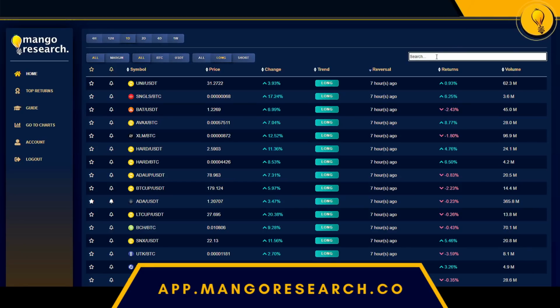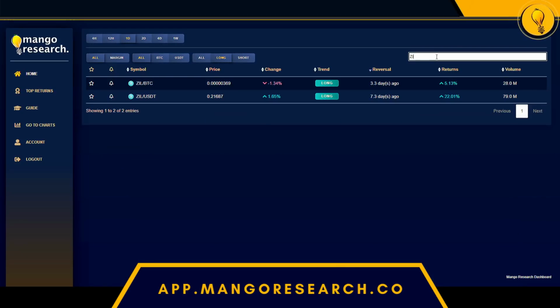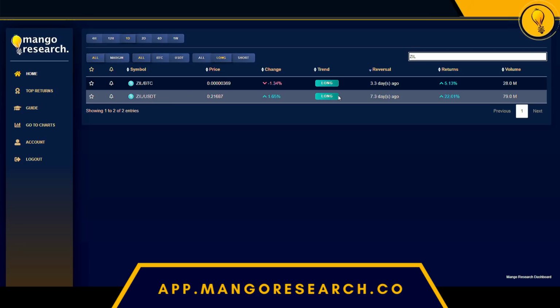But okay. Sean, I'm currently on the daily time frame on the Mango dashboard. I'm going to filter out ZIL on this list. And as you can see here, ZIL USDT, guys, gave us a long bullish trend change, which came in a week ago. Okay, this came in 7 days ago. And if you caught a trade based on this, you are already up 22%. A nice, good, chunky move there.